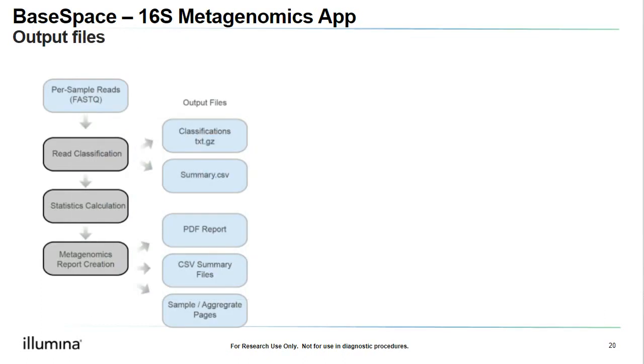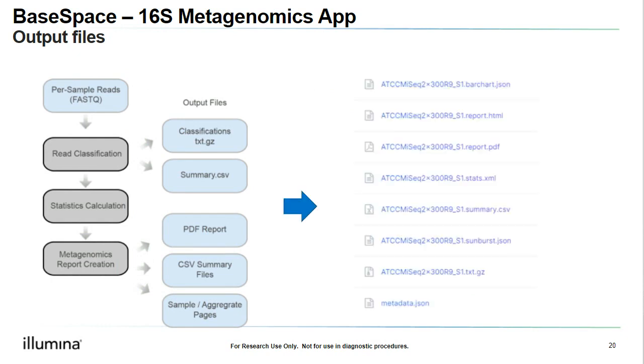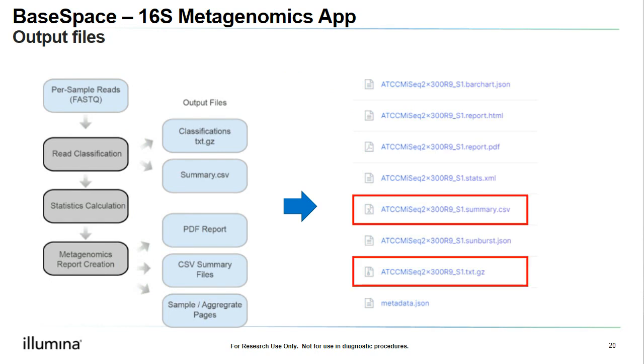This app generates not only the output report, but also the output files that you can use to create your own graphs or custom analysis. So let's take a look at the output files here. I'm going to explain the summary CSV file and the classification.txt.gz file.